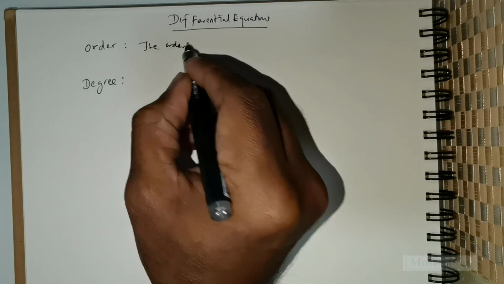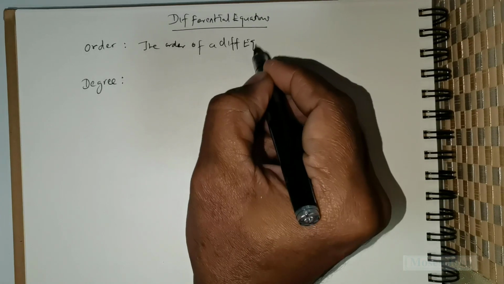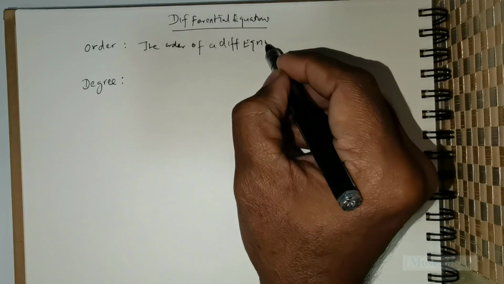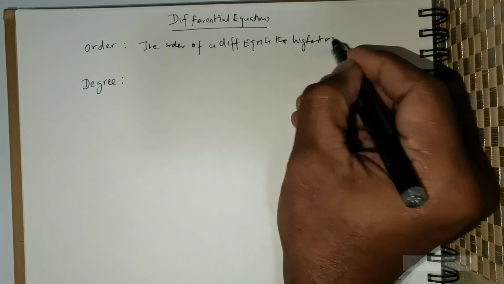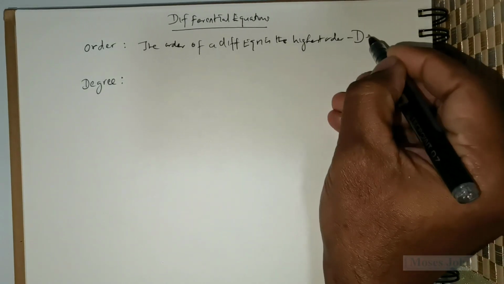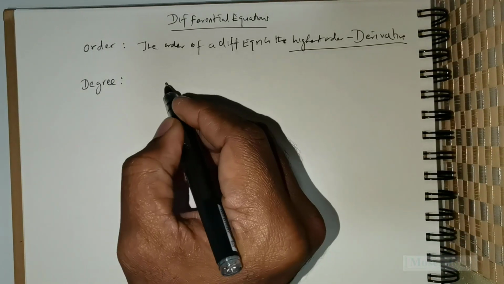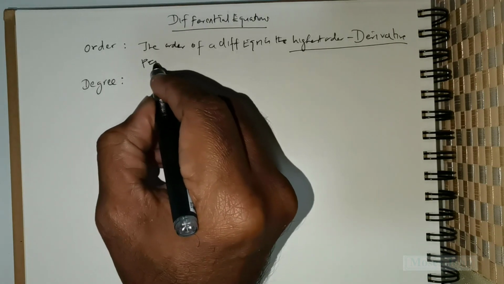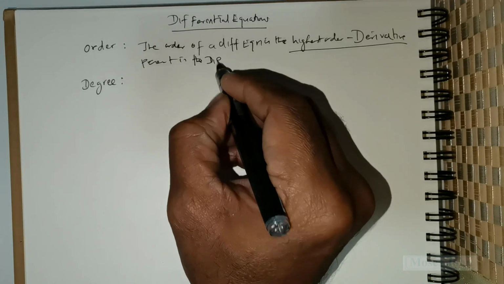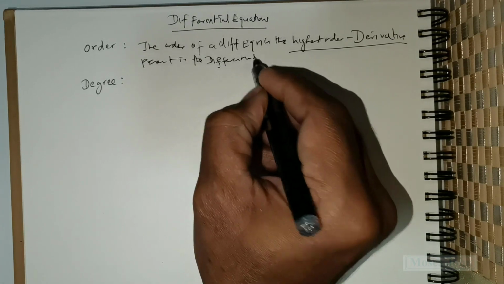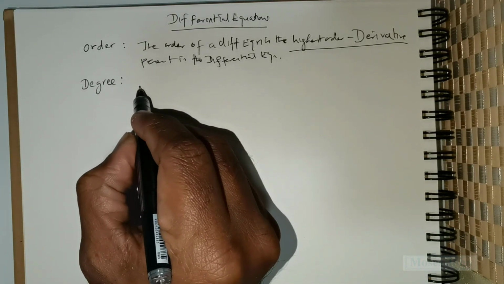The order of a differential equation is the highest order derivative. Okay, this is a very important word: the highest order derivative present in the differential equation. Okay, now degree. What is degree?